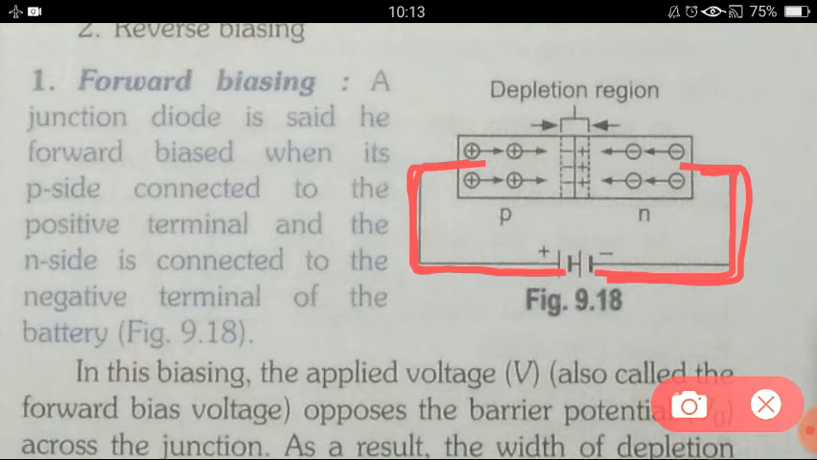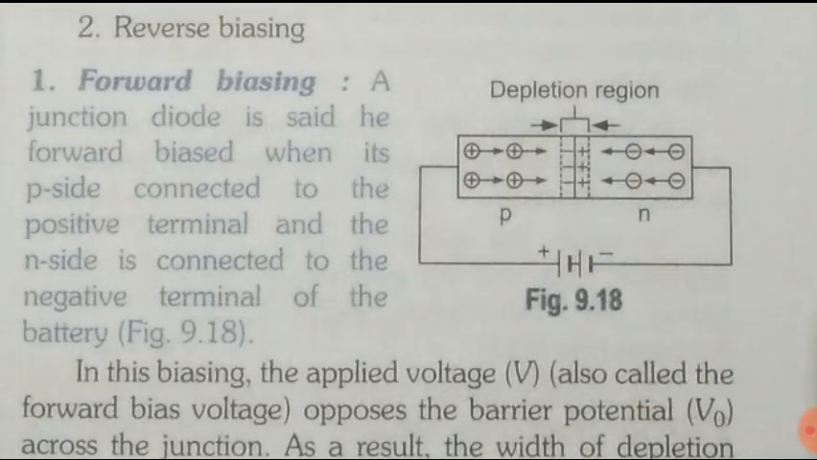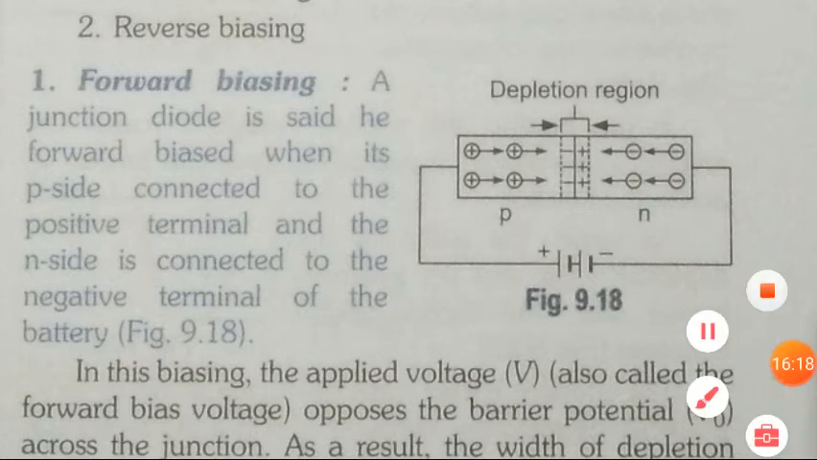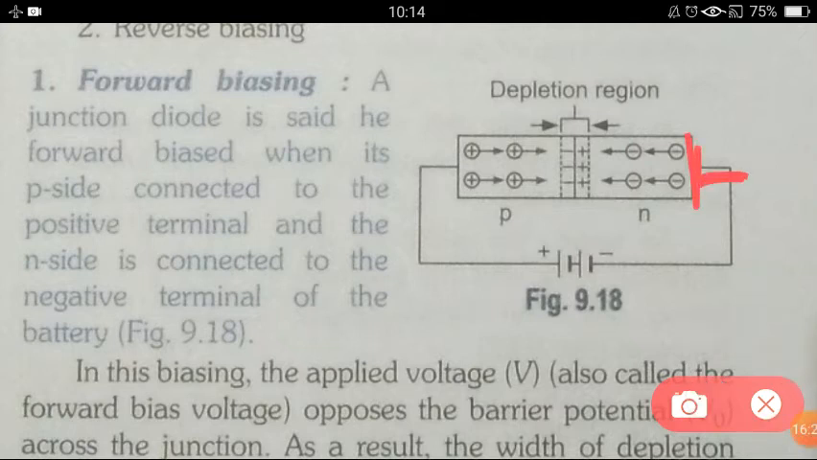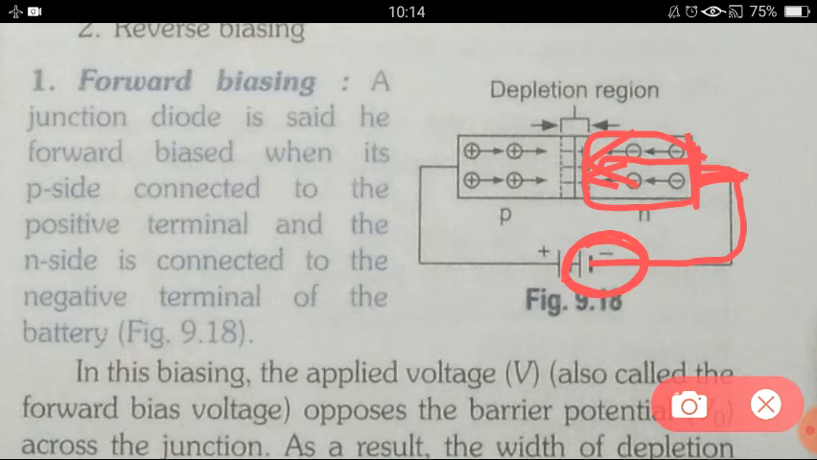Because in n type semiconductor we are having electrons. Here you can see these are electrons. Electrons are negatively charged particles, and here we have connected this terminal of n to negative terminal of battery. Electrons are already negative, this terminal is also negative. So the electrons present in n type get repelled by this negative terminal of battery, and because of repulsion from battery they start moving towards the junction.